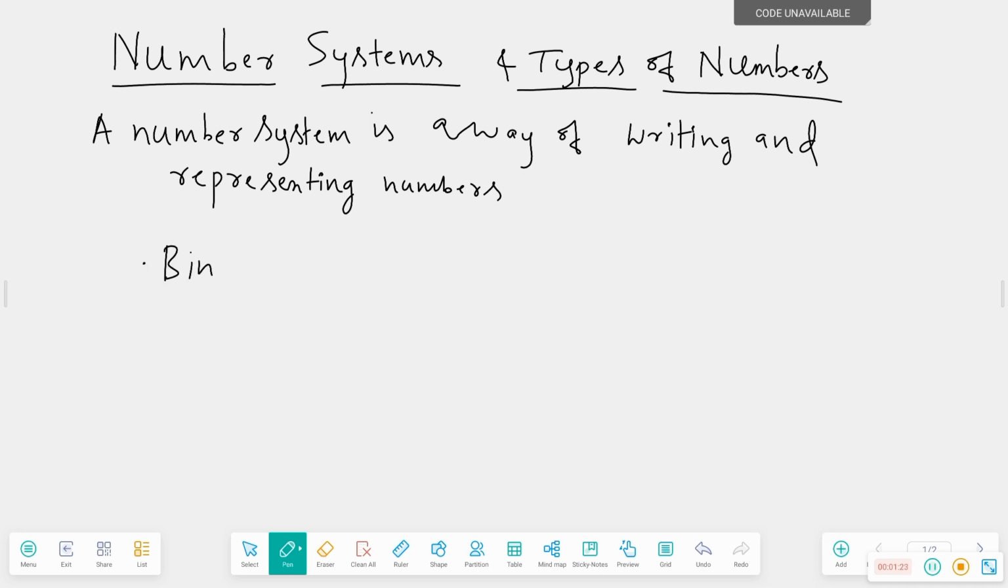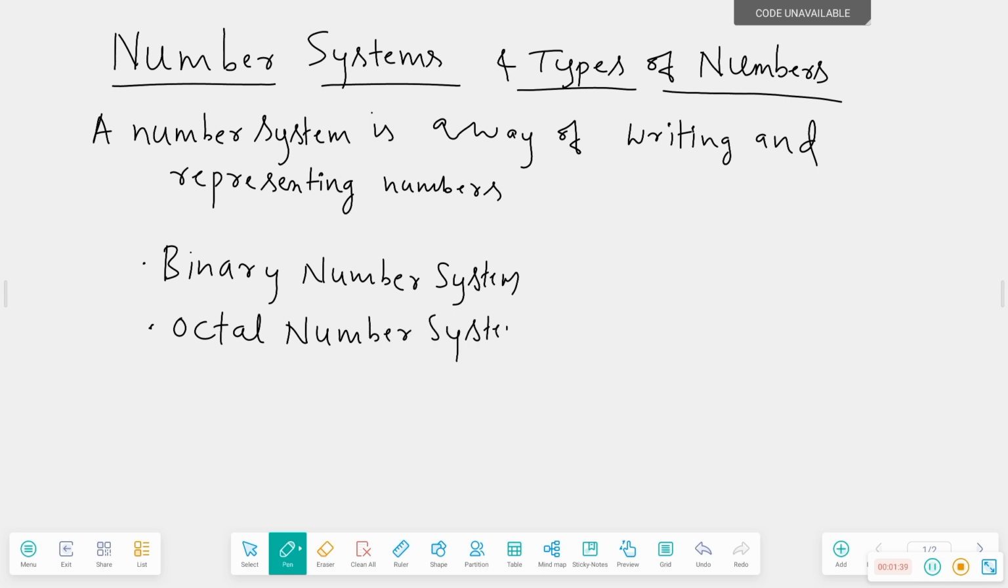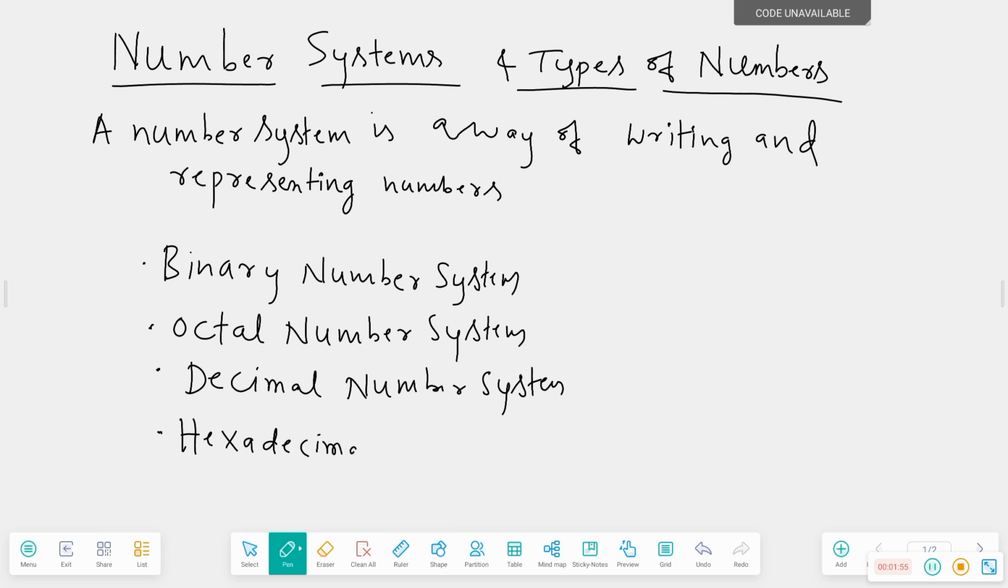One is binary number system. And second one is octal number system. Third one is decimal number system. And fourth one is hexadecimal number system.